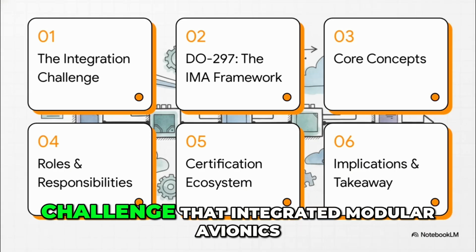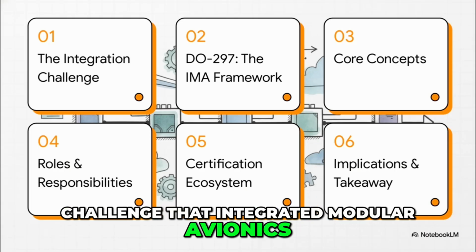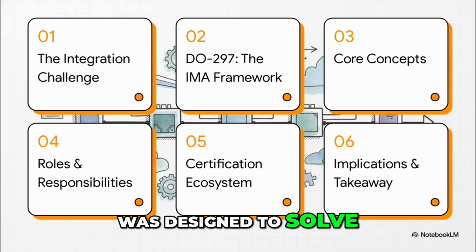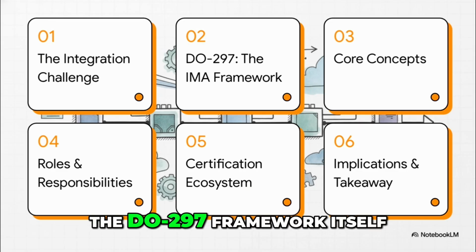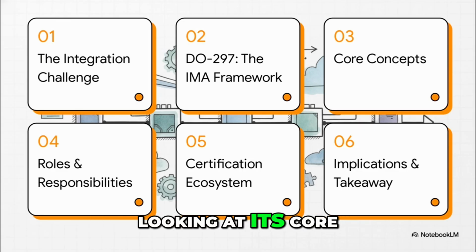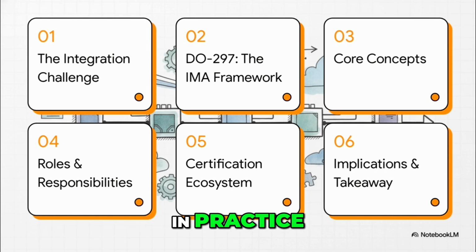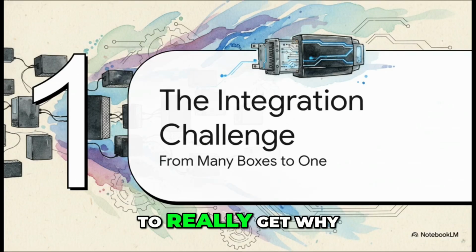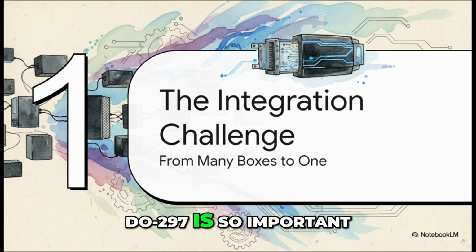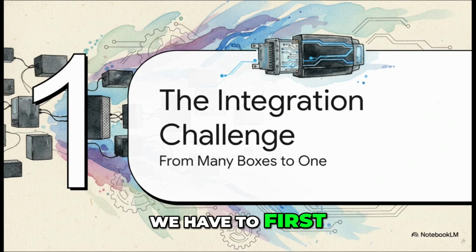We'll start with the challenge that Integrated Modular Avionics, or IMA, was designed to solve. Then we'll get into the DO 297 framework itself, looking at its core ideas and the different roles it sets up. After that, we'll see how it fits in with all the other standards, and wrap up with what this all means in practice.